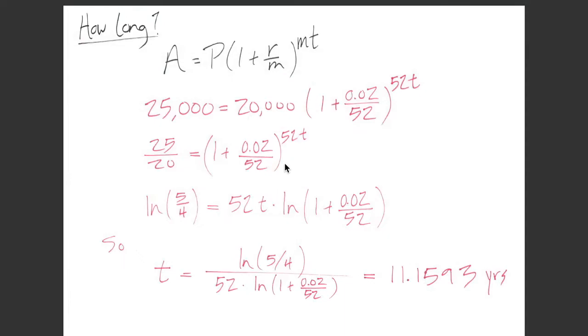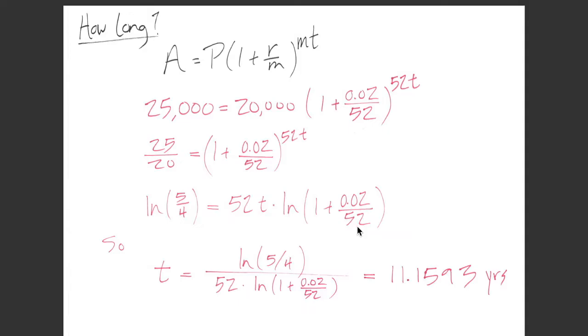When your variable's in the exponent, typically what you want to do is take the logarithm of both sides. And I'm just going to use the natural logarithm because that's the simplest one to work with generally. So if I take the logarithm of both sides, I get the log of 5/4. I just reduce 25 over 20 to lowest terms. That's 5/4. And if you take the log of the right-hand side and use that property of logs that says log of a base to a power is the power times the log of the base, you get this expression. So log of 5/4 would be 52 times t times the natural log of the base, which is 1 plus 0.02 over 52.